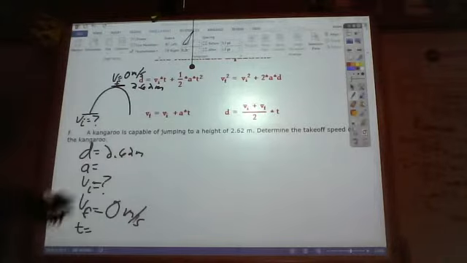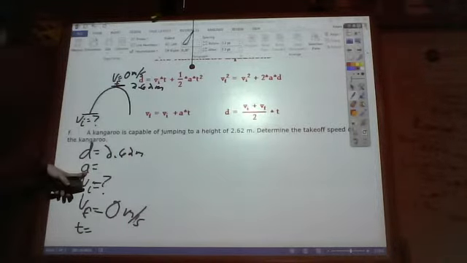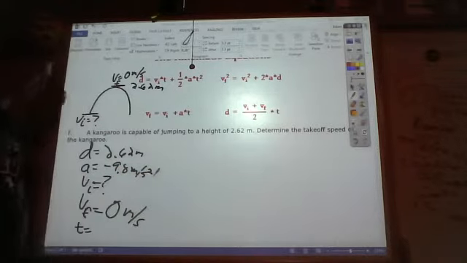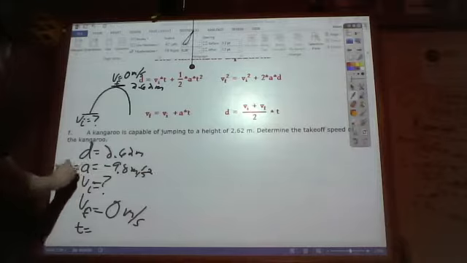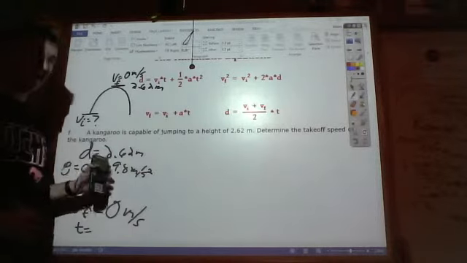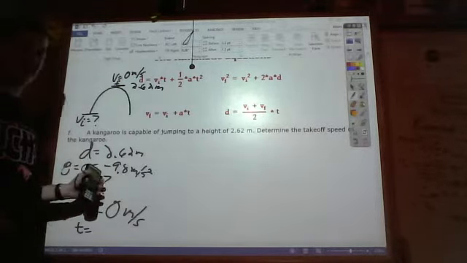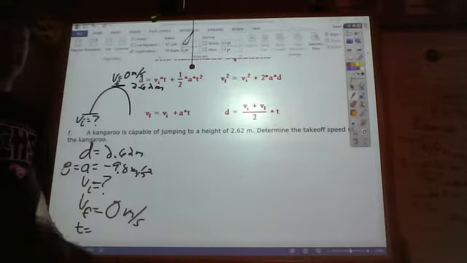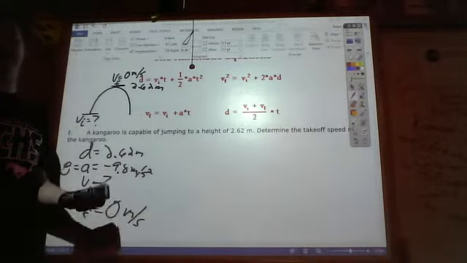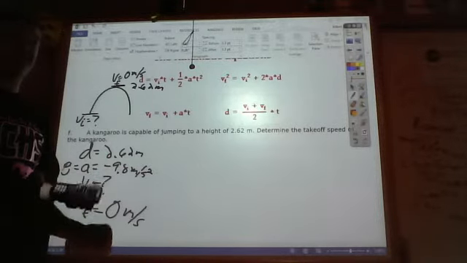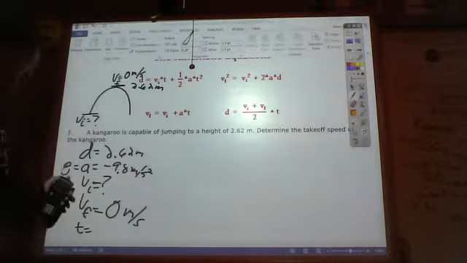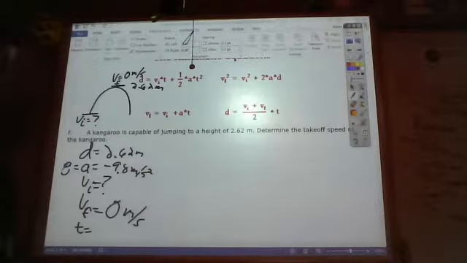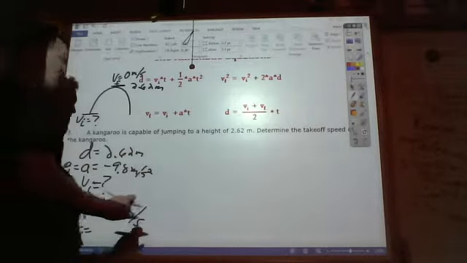Now, I need one more. It's a free fall problem, so it's negative 9.8 meters per second squared, because that's gravity, because this is always the same. Unless you're on a different planet or a celestial body such as the moon, but they give you the acceleration. They're going to have to give that to you, or they might even ask you to calculate the acceleration due to gravity on a different planet. But as long as you're on Earth, which kangaroos live on Earth, we're good with the negative 9.8 meters per second squared.